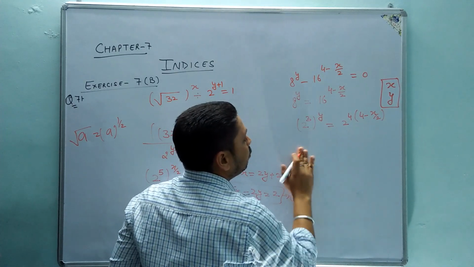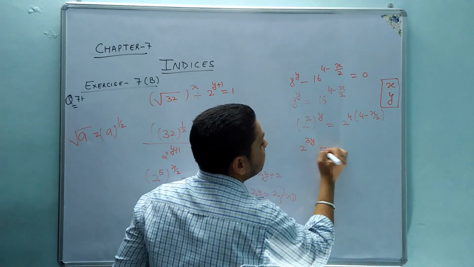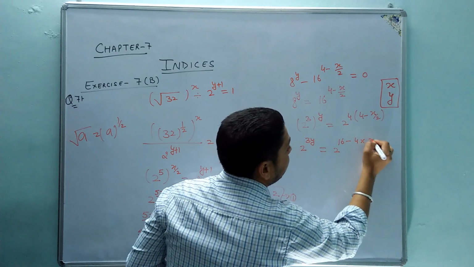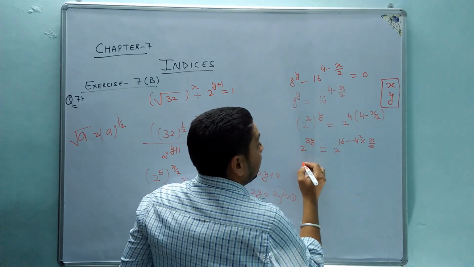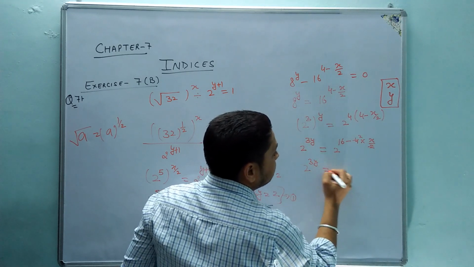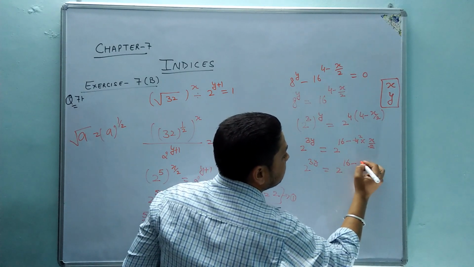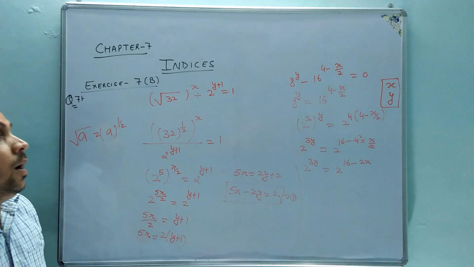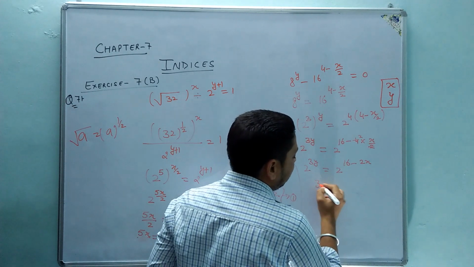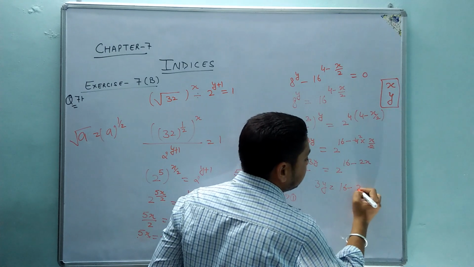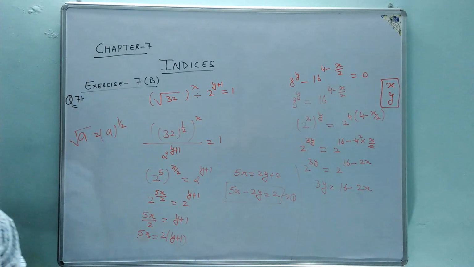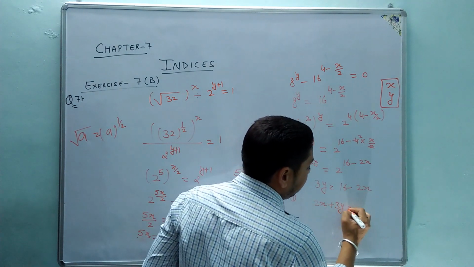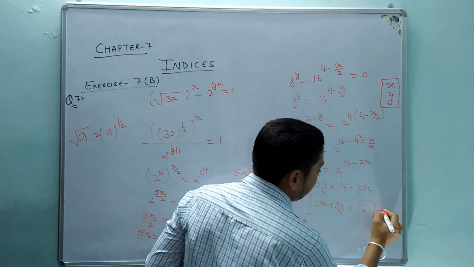Now 2 raised to power 3y is equal to 2 raised to power, multiply it, 4 multiplied by (4 minus x) over 2. Cancel. This will give you 2 raised to power 3y is equal to 2 raised to power 16 minus 2x. Again, we have the same base, so their powers will be equal. 3y is equal to 16 minus 2x. It will give you 2x plus 3y is equal to 16. This is equation number 2.